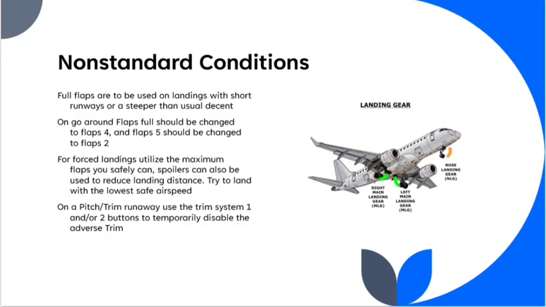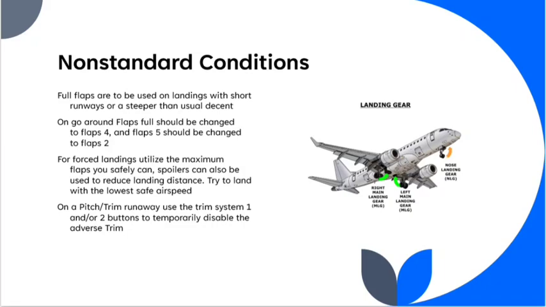For forced landings, you want to utilize the maximum amount of flaps you can safely use. This means you want to be touching down at the lowest possible airspeed you can, and you can do that most effectively by utilizing the maximum amount of flaps that is safe.